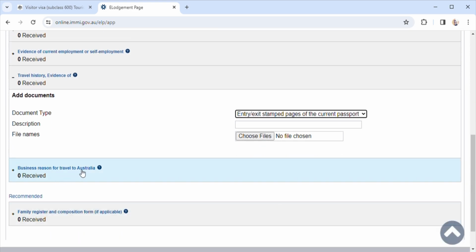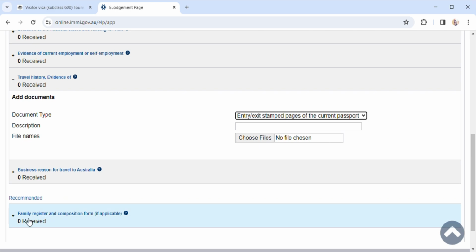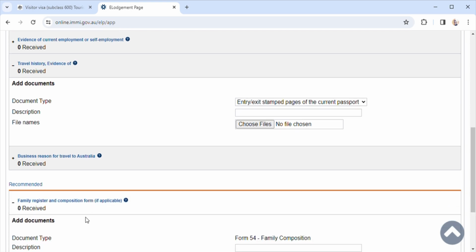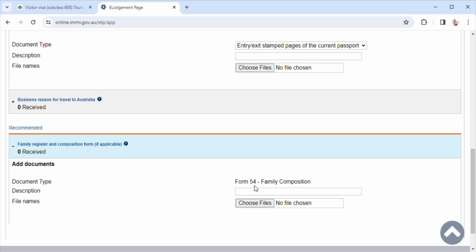Business reason for your travel. This is an invitation letter. You put your invitation letter here as they are showing you. Sorry for that. Family register and composition form. So it's here also. You just fill the form here, you upload it here, guys.